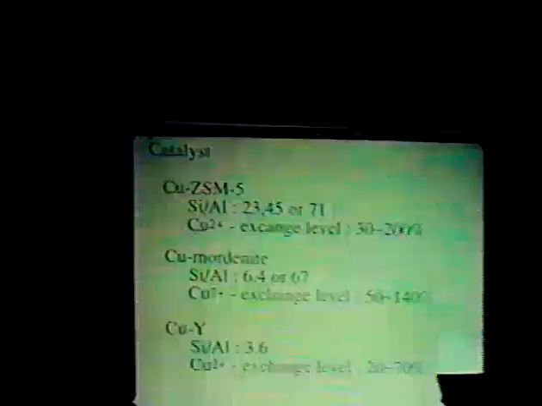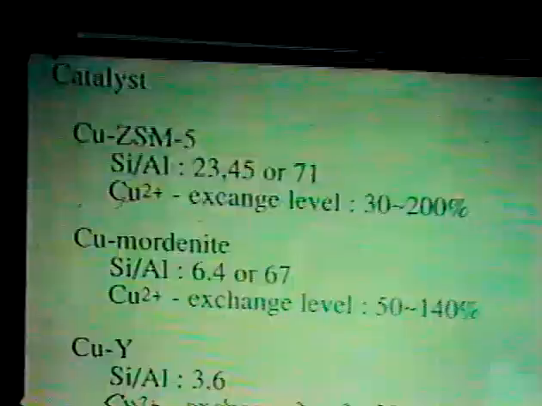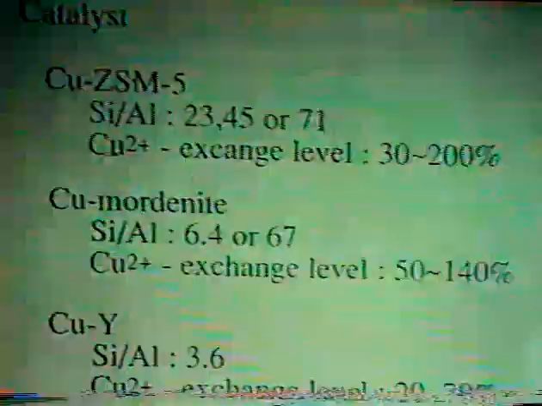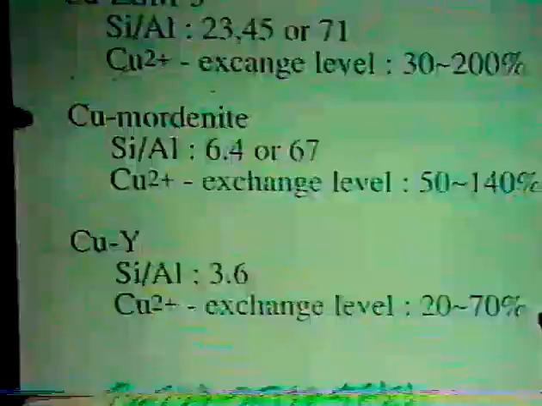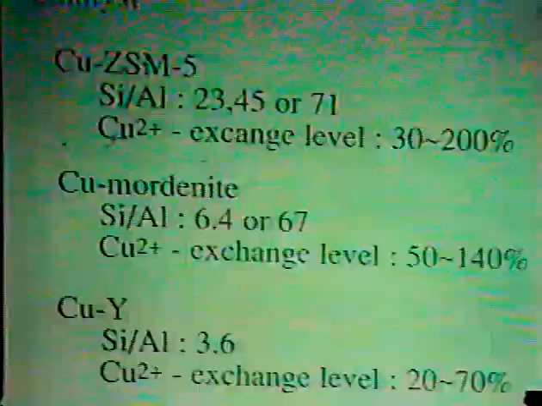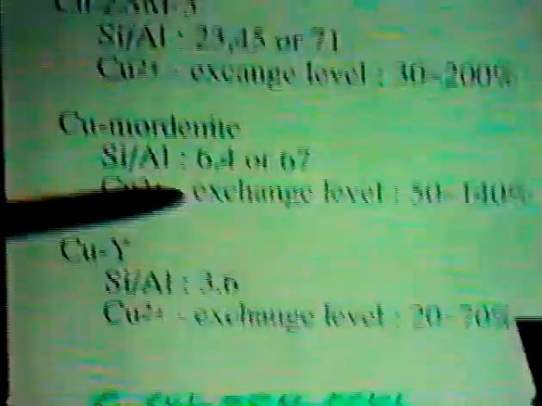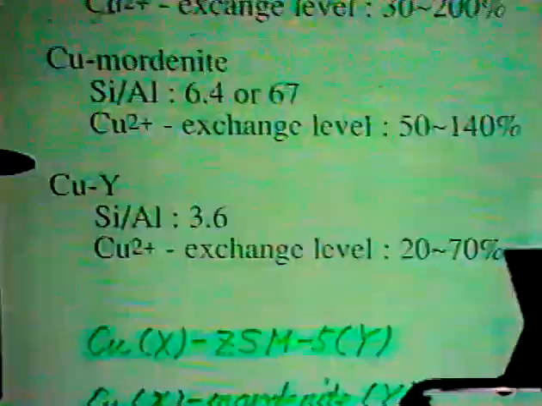The catalysts used were copper 2+ exchanged ZSM-5, copper 2+ exchanged mordenite, and Y zeolite. In the case of copper ZSM-5, the silicon to aluminum ratio was 23, 45 or 71. Copper 2+ exchange level was varied from 30 to 200%.